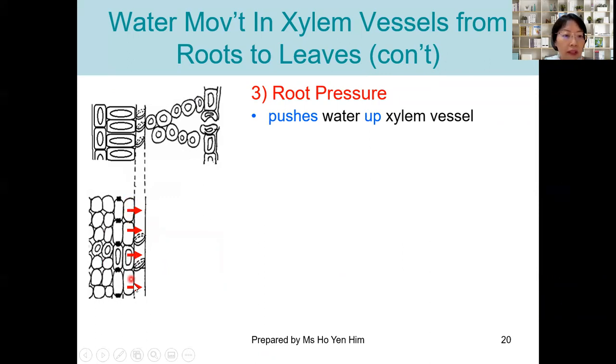So these cells that surround the xylem vessel in the root will actively secrete salt into the xylem vessel. So when you increase salt in the xylem vessel, what will happen to the water potential in the xylem vessel? Can you all type your answer in the chat? When you increase solute into the xylem vessel, what will happen to the water potential inside the xylem vessel?